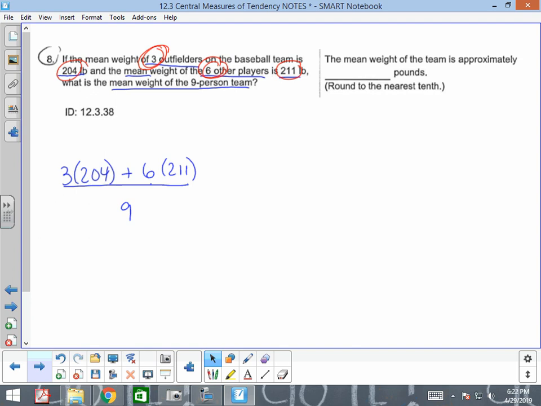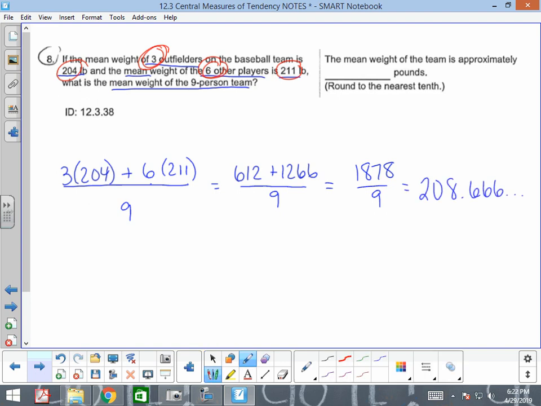So that will be 3 times 204 is 612, plus 6 times 211 is 1,266, divided by 9. That's 1,878 divided by 9, which is 208.6666 repeating, okay? So they say to round to the tenths. 6 is in the tenths. The 6 to the right makes that go up to a 7. So it's 208.7 pounds. All right, that's the rest of those problems.